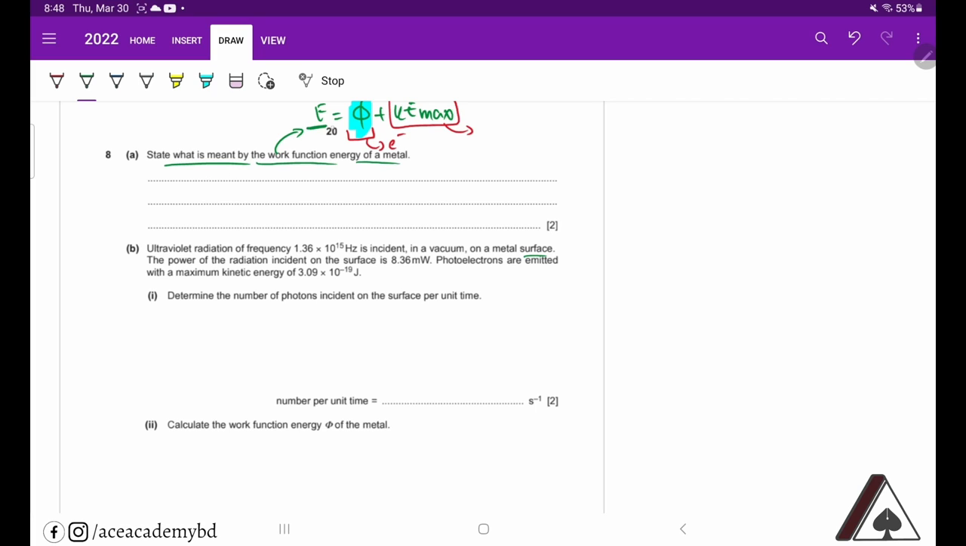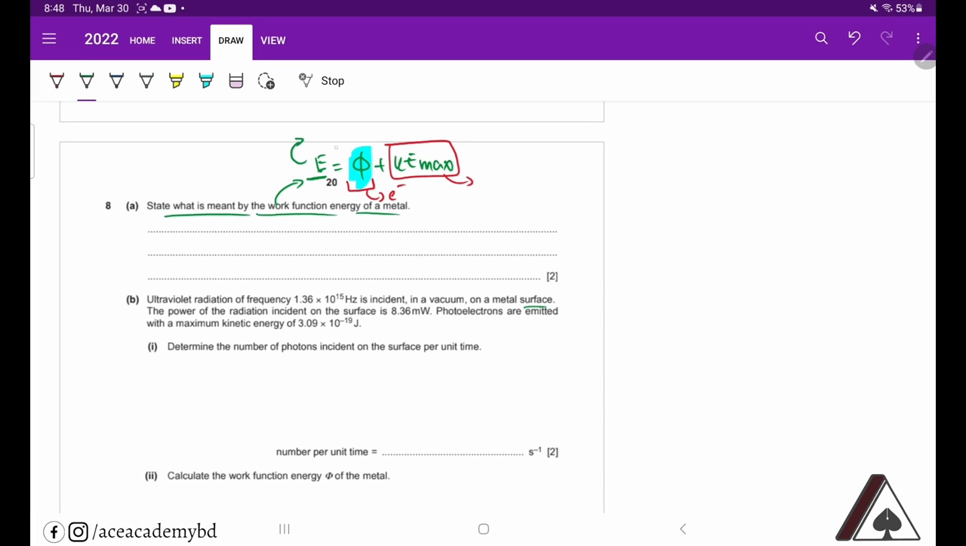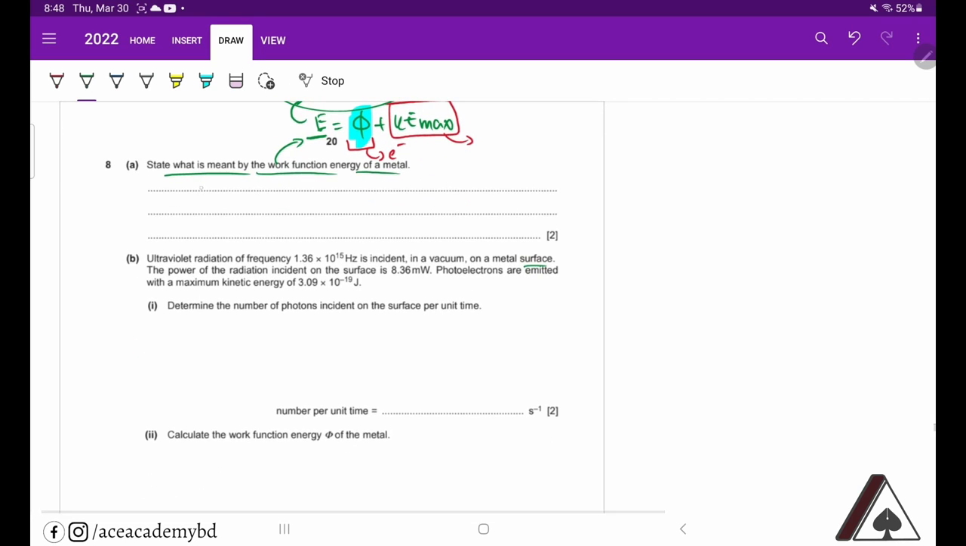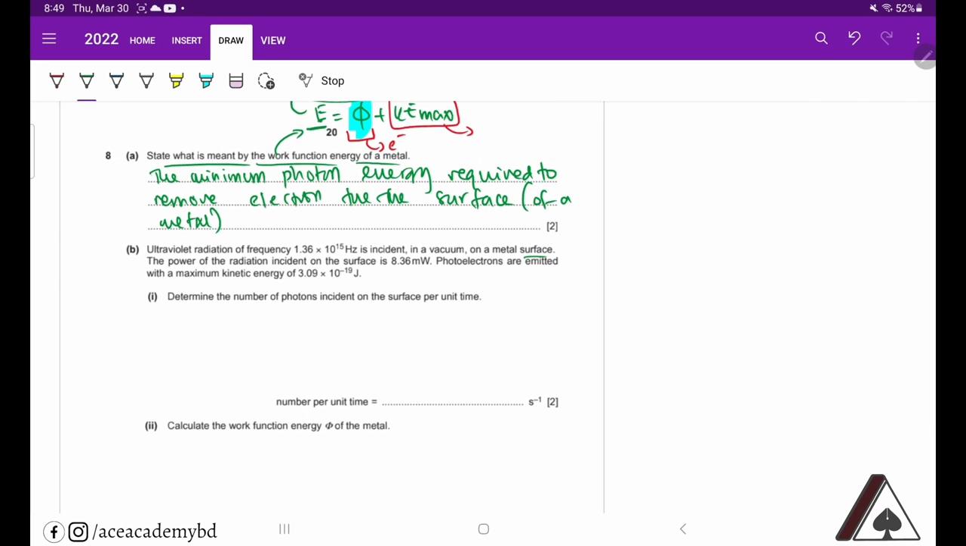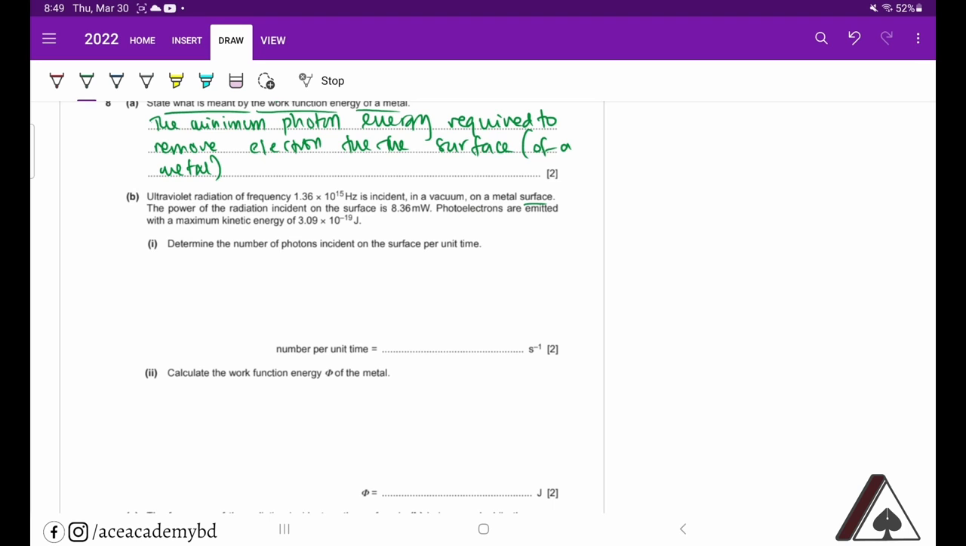Over here, this E is the photon energy, which can also be written as hf, or hc by lambda. So what is meant by work function energy? This is the minimum photon energy required to remove an electron from the surface. You can write of a metal as well, but these words are optional. So it's basically the minimum amount of energy required to remove an electron. If you write this much, you're going to score the mark.